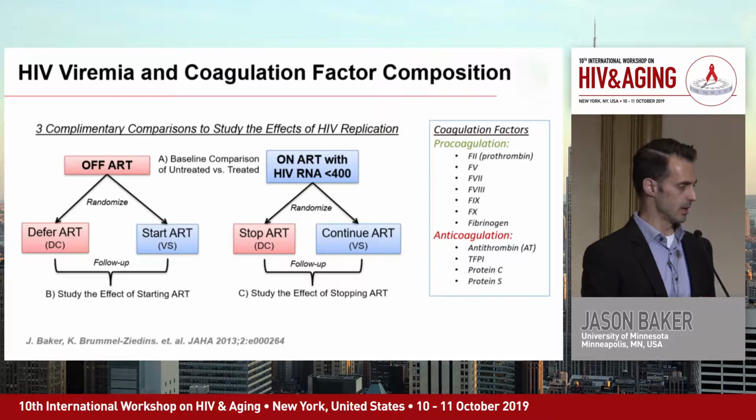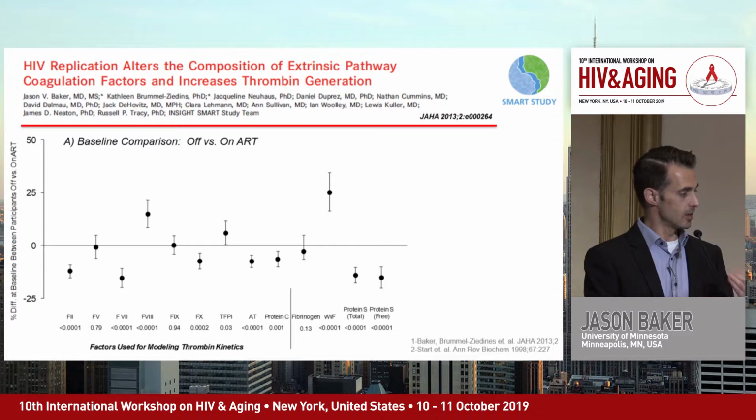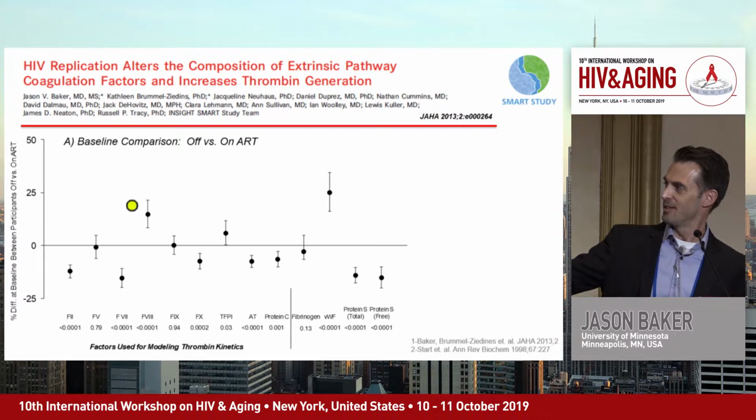So here's the factors that we measured in this box and the effect of untreated HIV infection versus viral suppression. So clearly some markers going up, some markers going down. It's hard to establish patterns. Some procoagulants, for example, factor 8. That does work well. Factor 8 is up, that's a procoagulant. But then fibrinogen, which is typically a procoagulant, it's kind of mitigated, not so up.